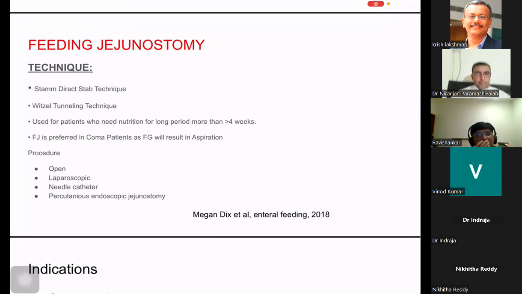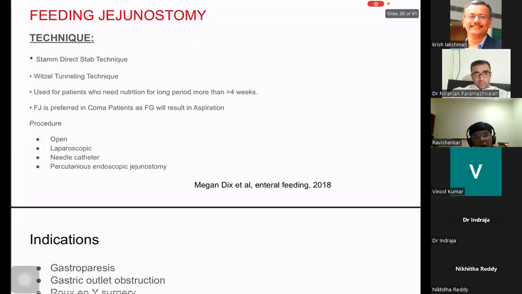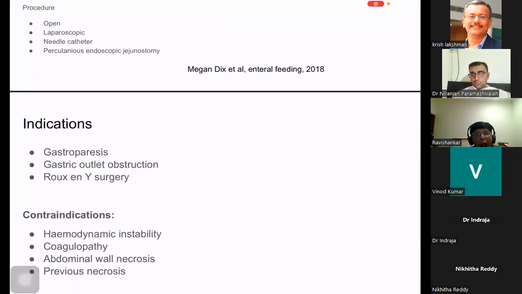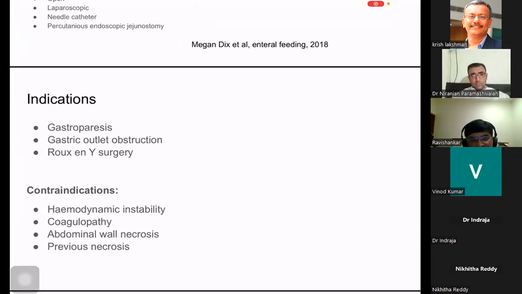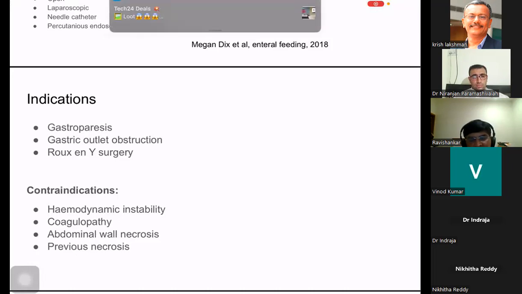Feeding jejunostomy is basically used for patients to prevent aspiration, like in unconscious and stroke patients. The technique is similar, like the Stamm technique and the Witzel technique, using procedures like open, laparoscopic, or percutaneous endoscopic technique. The basic indications, as I said, are gastroparesis, gastric outlet obstruction, and major invasive surgeries. Contraindications are hemodynamic instability, coagulopathies, abdominal wall necrosis, and previous necrosis in the gastrostomy areas.